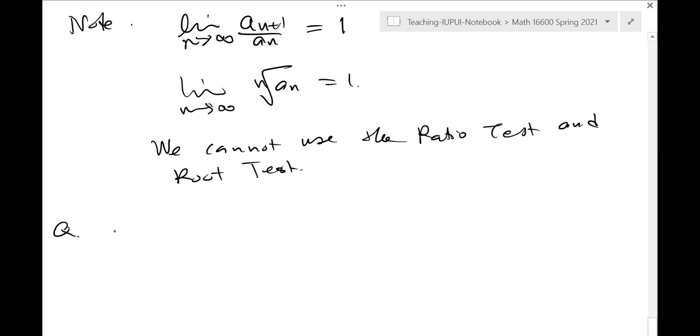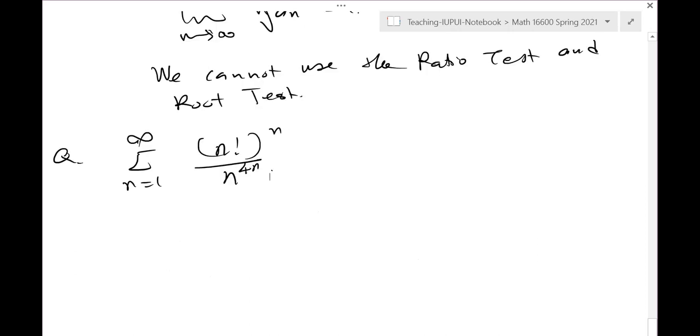All right, so let me ask you to work on this problem. Check this: n factorial to the nth power over n to the 4th power. What is the best way to solve this problem?